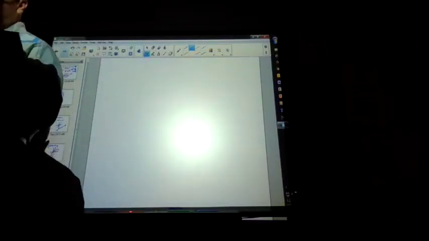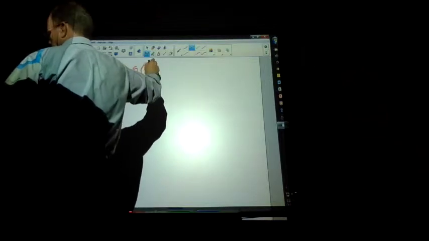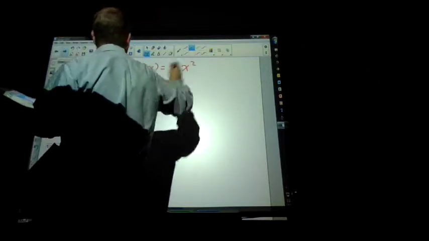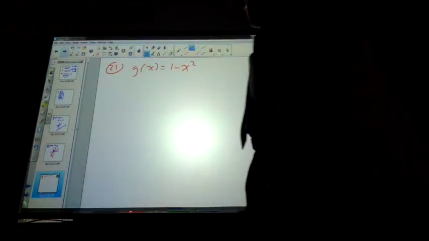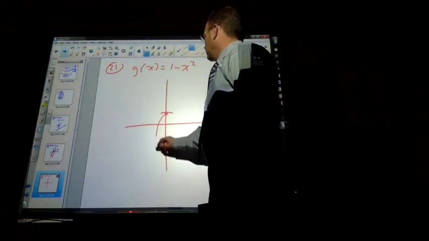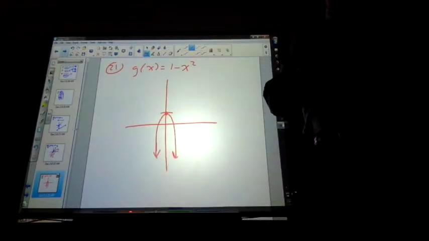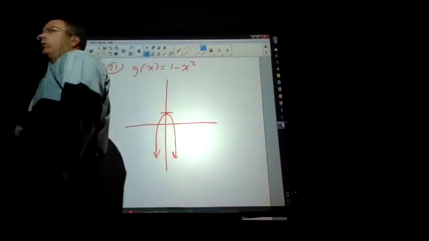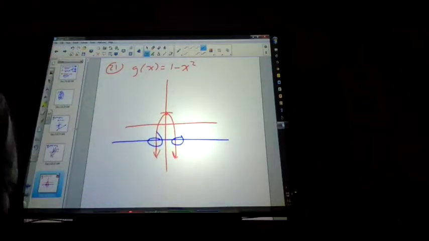Says, given the function g, prove that g is not 1-to-1 using the definition of 1-to-1. Okay, so problem number 21, we have g of x equal to 1 minus x squared. What kind of shape is this if we graph it? Parabola. Parabola doing what? Opening down. So it has a y-intercept here, and it's doing this. Which test is this not going to pass? Horizontal line test. Okay, remember the vertical line test determines if it's a function. Horizontal line test, if you can draw a horizontal line that touches it twice or more, the 1-to-1 does not work for us.